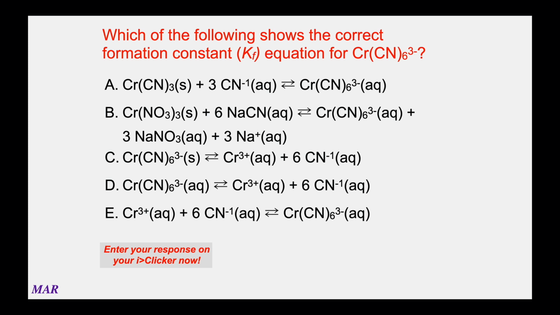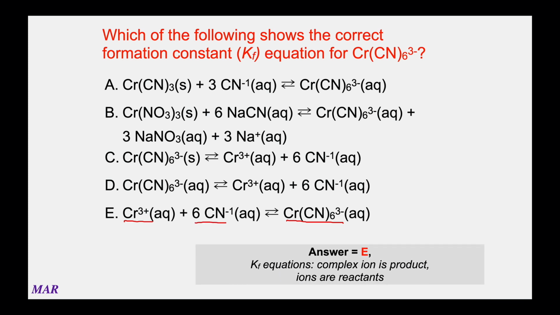So if you look through all of these examples, the very last one is the complex ion, Cr(CN)6 3-, and everything that's needed to go into it would be a chromium 3+ and 6 cyanides. So with all of those answers right there, it's going to be E. The complex ion is supposed to be the only product, and whatever's needed to go into it in ionic form is going to be a reactant.